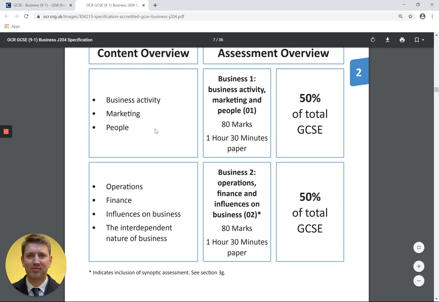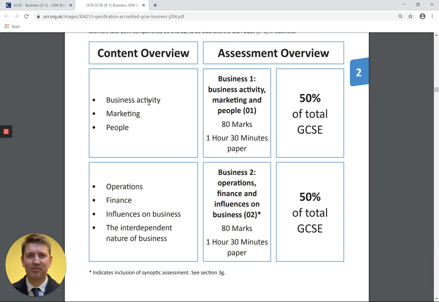In Business 1, paper 1, you've got 3 topics you need to do. We've already done business activity and marketing. So we've done 2 of the units so far. We haven't done people yet. So that's what I'll be moving on to next.